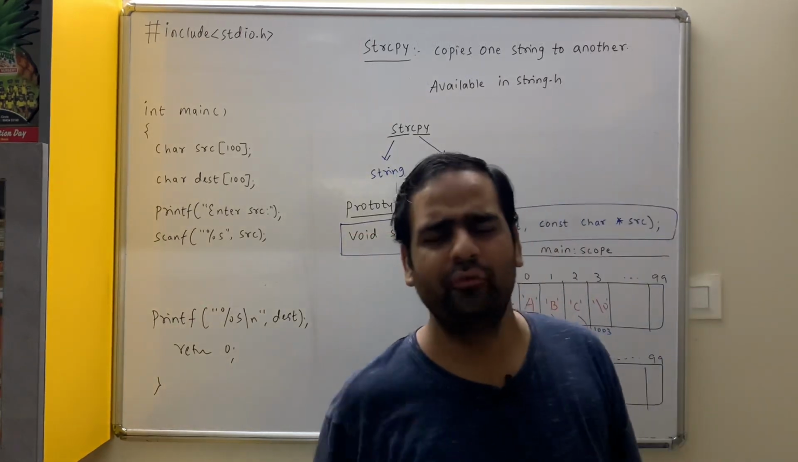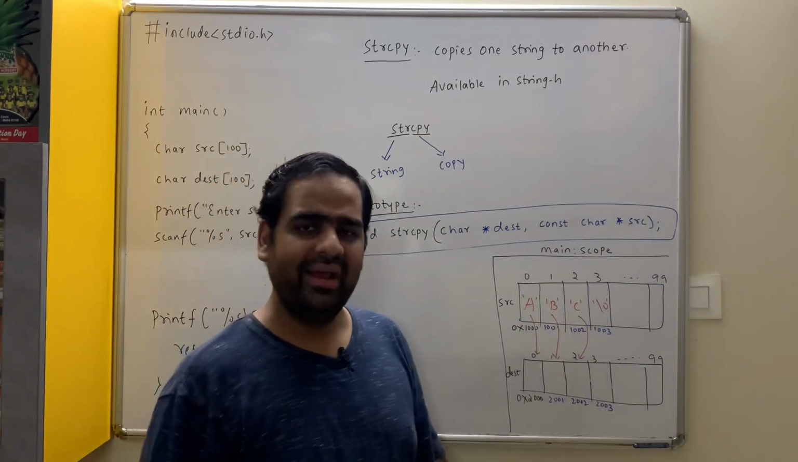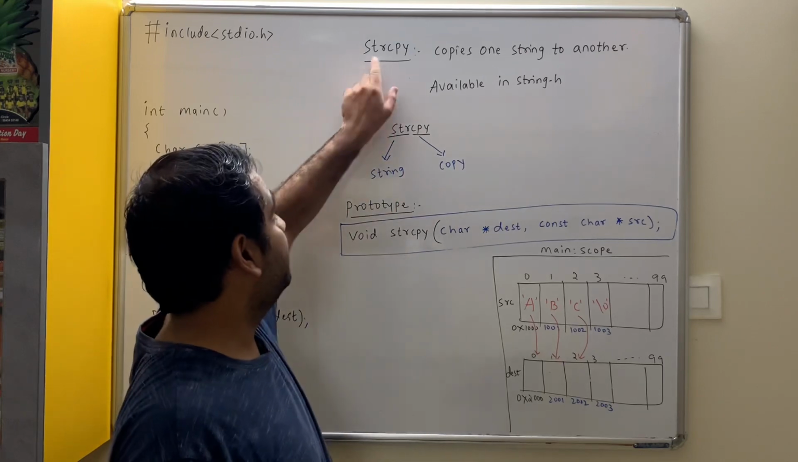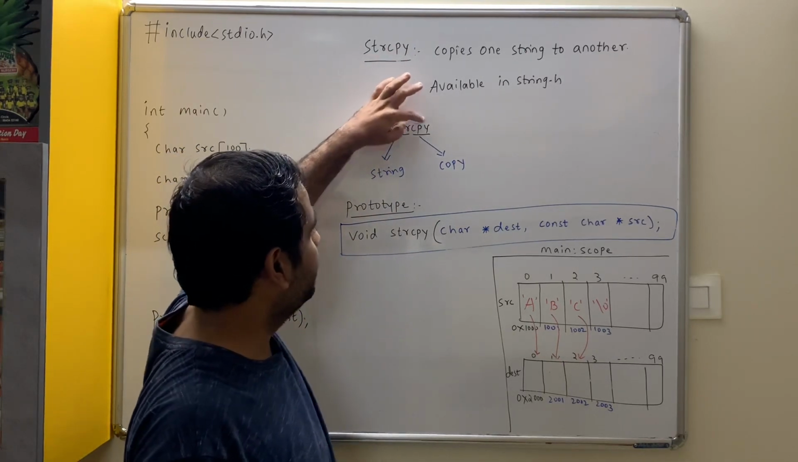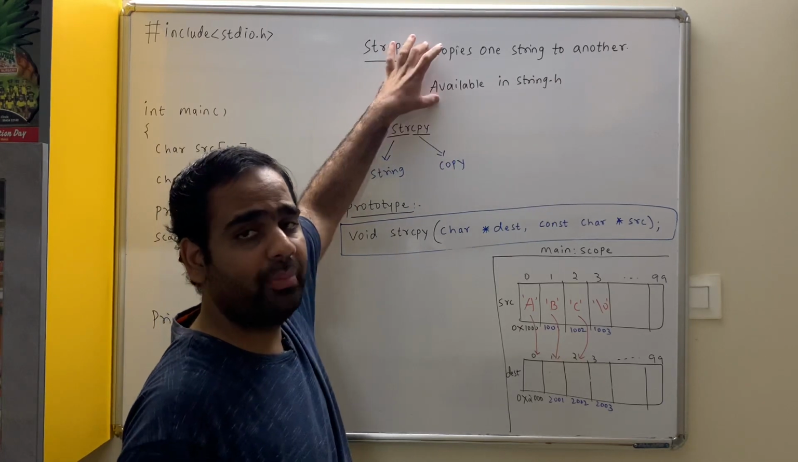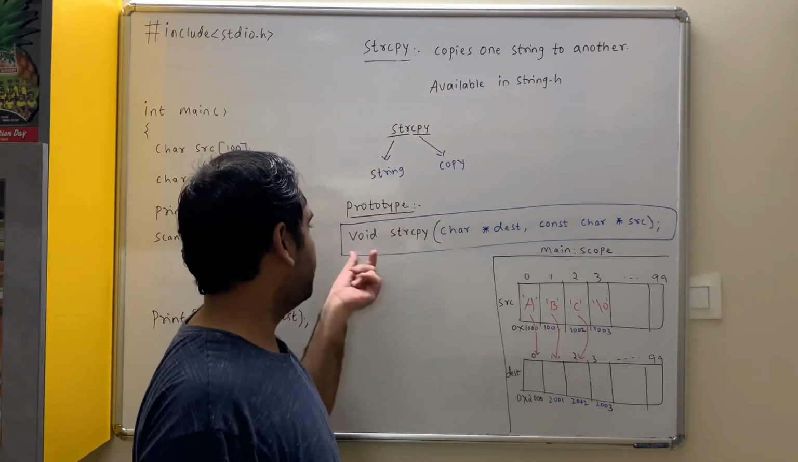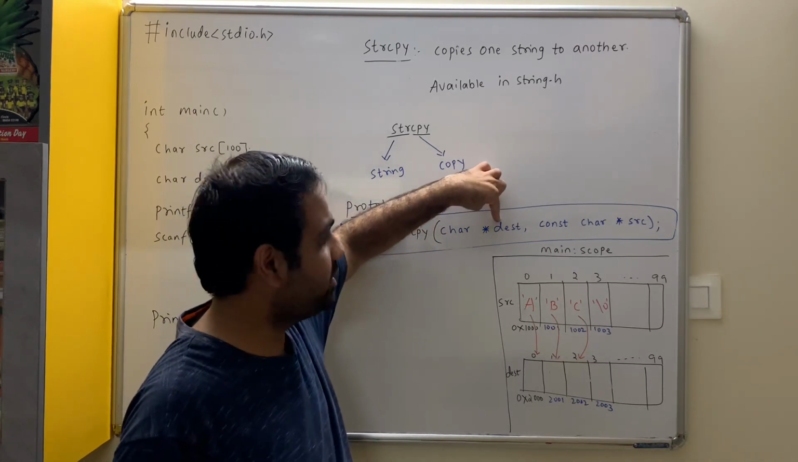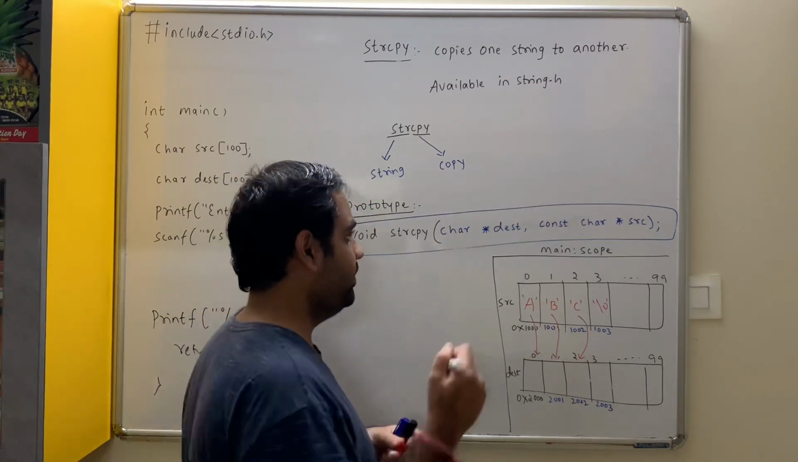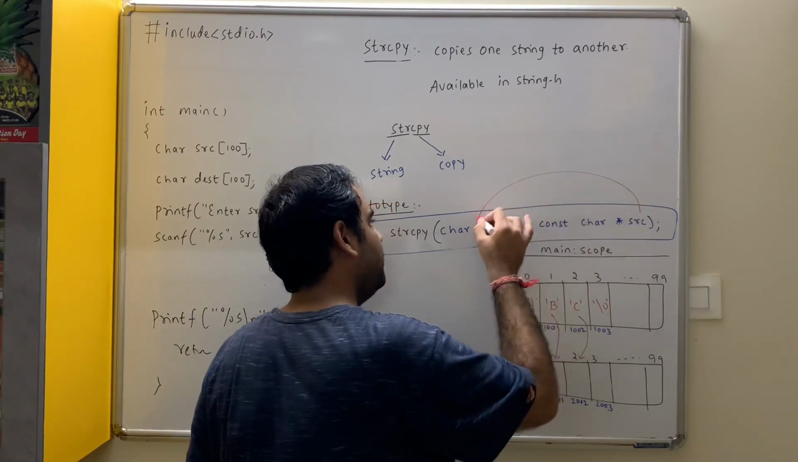Let us see how we do it with the built-in function. And what is the built-in function name? The built-in function name is strcpy. Str means string, cpy means copy. It copies one string to another. And what is the prototype? It is void strcpy, we will copy into the destination string the given source string. That means the source is copied to destination.